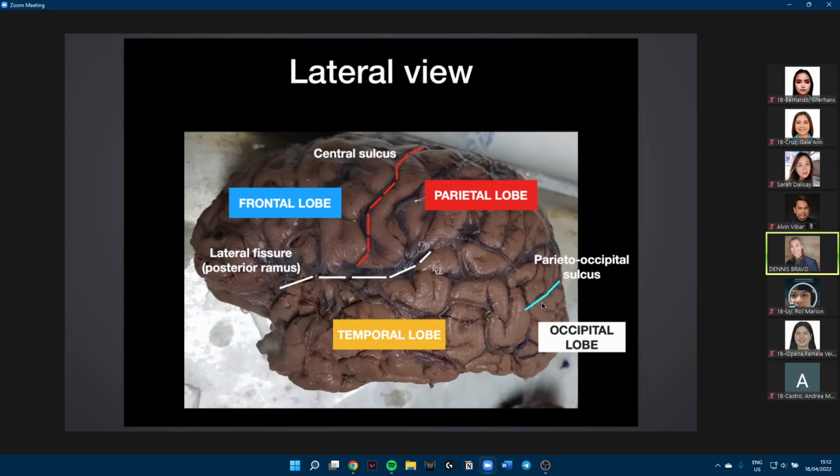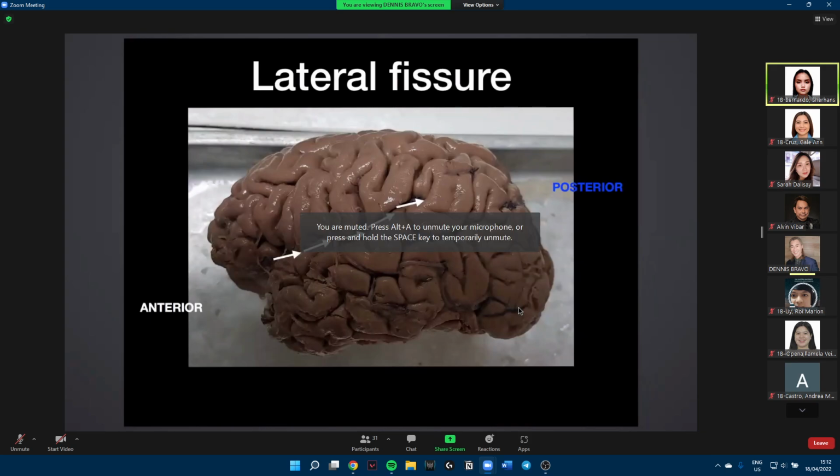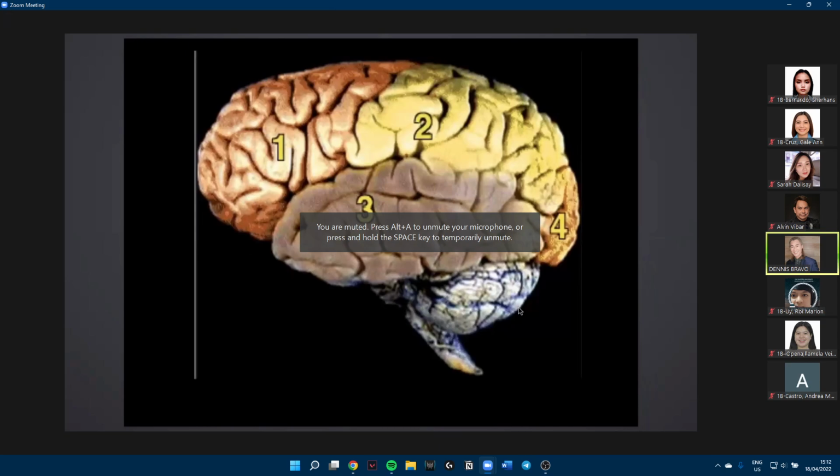Now let's take a look at the details of the lateral view, and some of the structures that can be seen here. Let's start first with the fissure that we are looking at here, the one that is viewed in white. What is that again? Anyone? Lateral fissure. That's good. That's correct. We can see here the four lobes that are seen on the lateral view. Labeled as number one is the frontal lobe. Labeled number two is the parietal lobe.